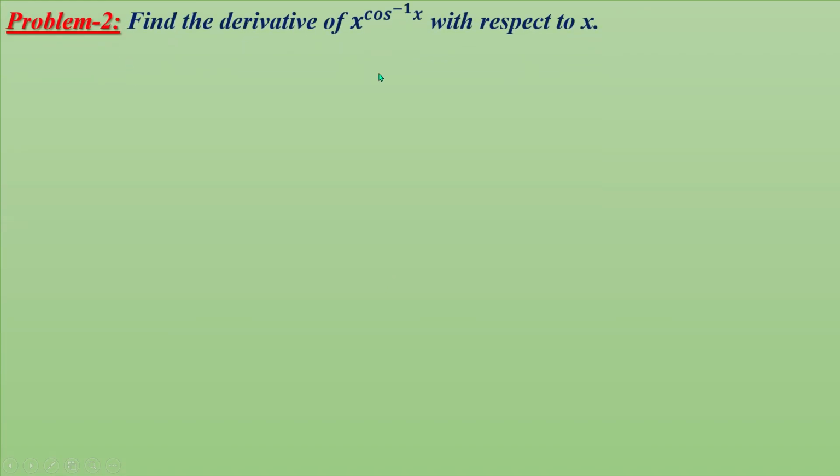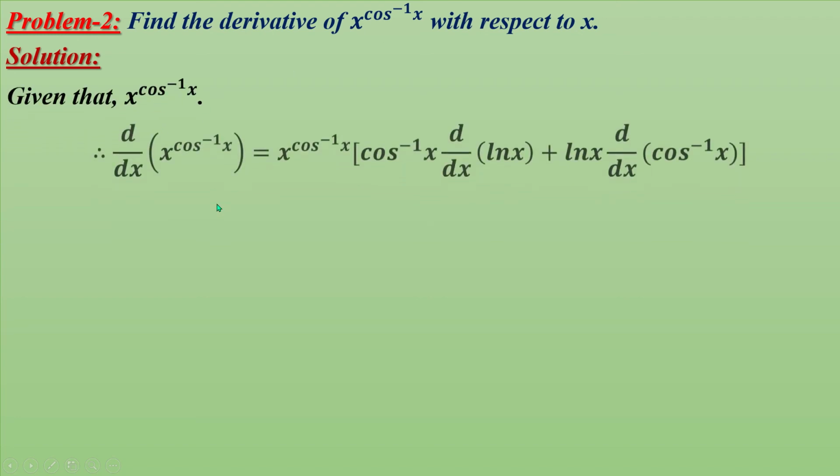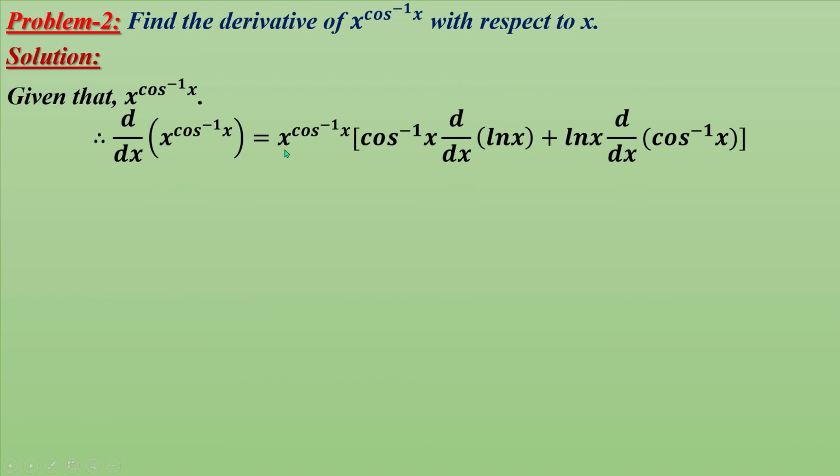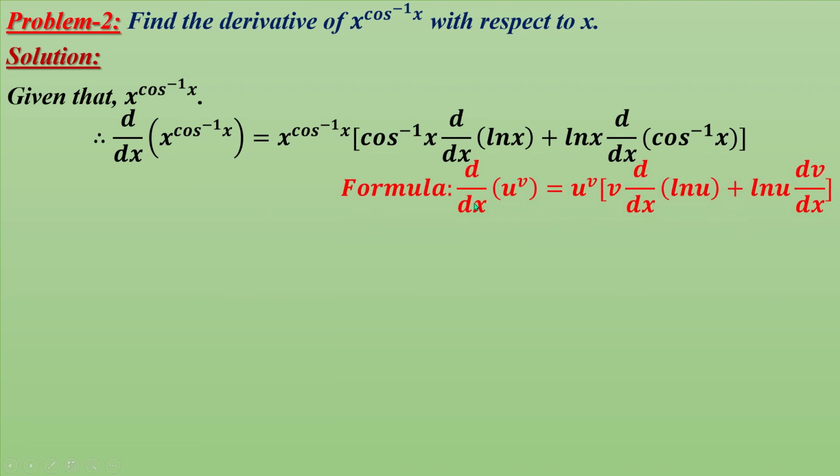Problem 2. Find the derivative of x to the power cos inverse x with respect to x. Solution. Given x to the power cos inverse x, therefore d/dx of x to the power cos inverse x equals x to the power cos inverse x into cos inverse x d/dx ln x plus ln x d/dx cos inverse x. That means this formula is used here.